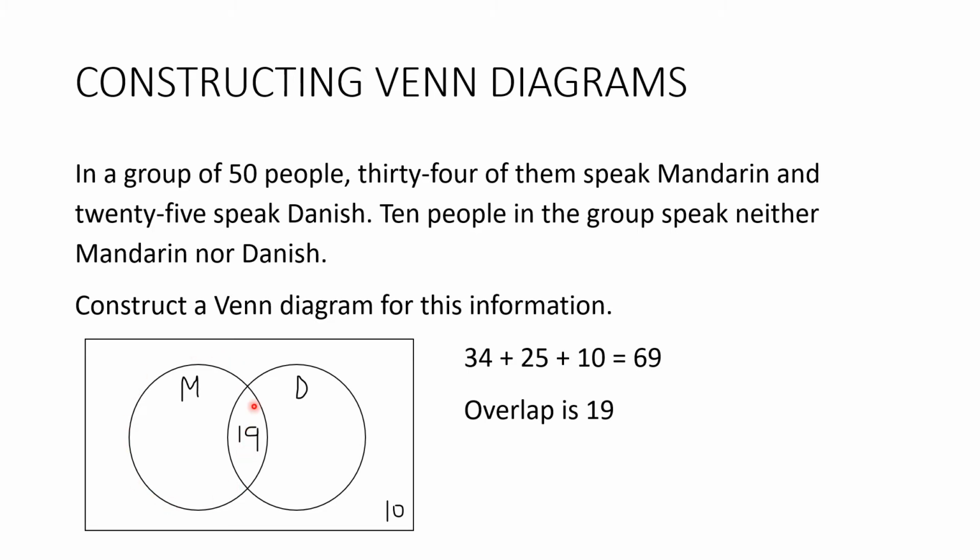Now let's look at the Mandarin circle. 34 of them speak Mandarin. We've already got 19 accounted for, so we need another 15. Now let's look at the Danish circle. We've got 19 already. We need 25. 19 plus 6 is 25. And now a quick check. 15 and 19 and 6 and 10 should add up to 50. Does it? Let's have a look. 6 and 9 is 15 and 5 is 20. Now add the 10s, 30, 40, 50. Yes.